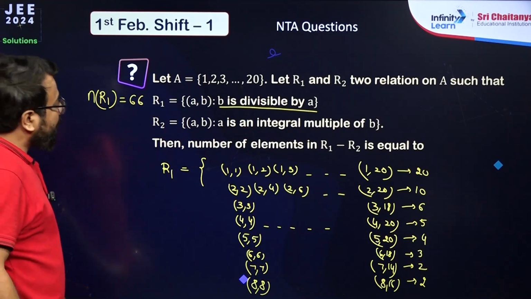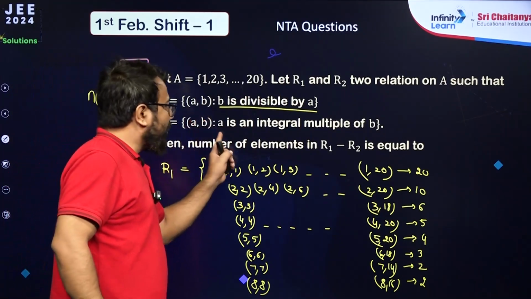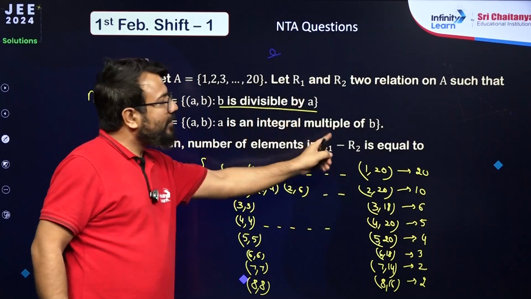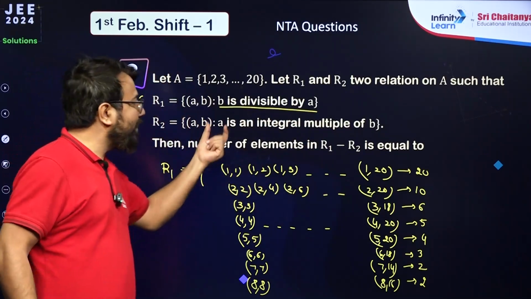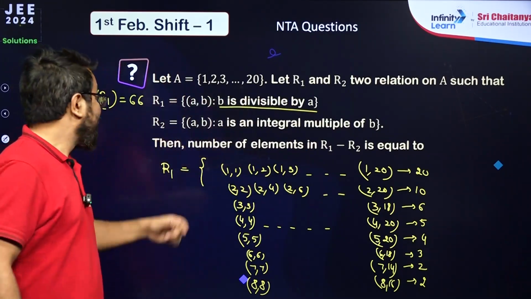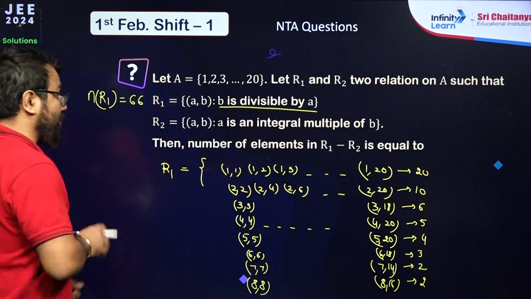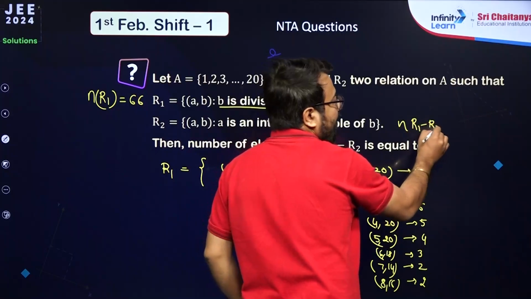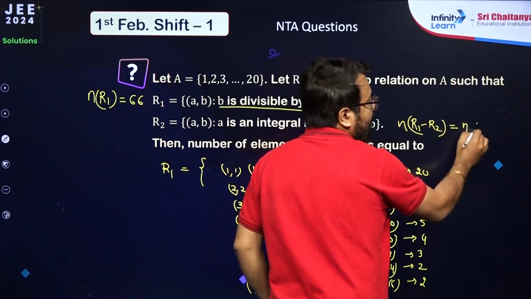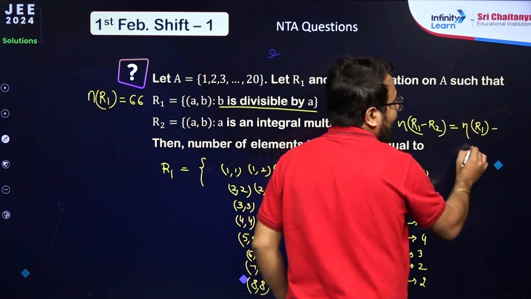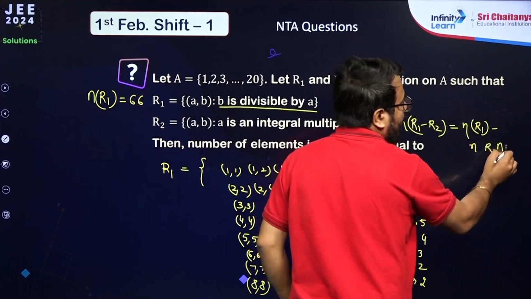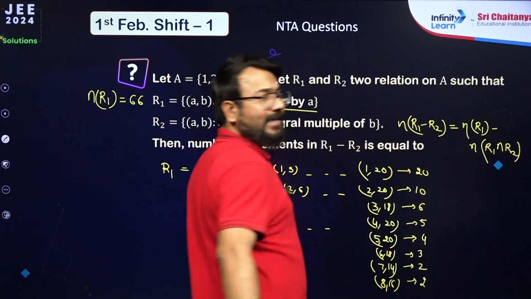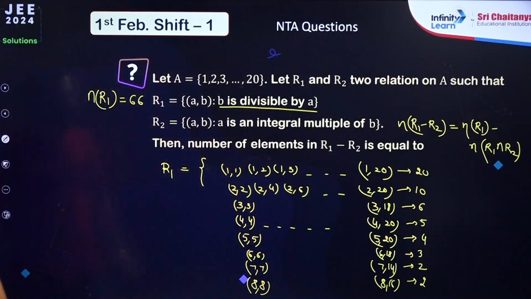Alright. R2 is (A comma B) where A is an integral multiple of B. Number of elements in R1 minus R2. That means if they are asking the number of elements in R1 minus R2, we can take the advantage of set theory. From R1, we need to eliminate those elements which are common. And we can easily identify the common elements between R1 and R2.